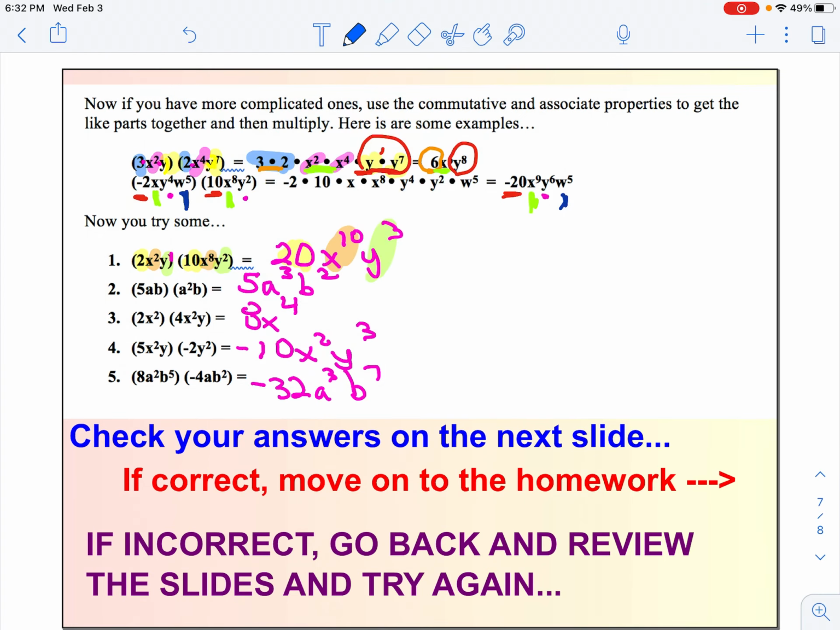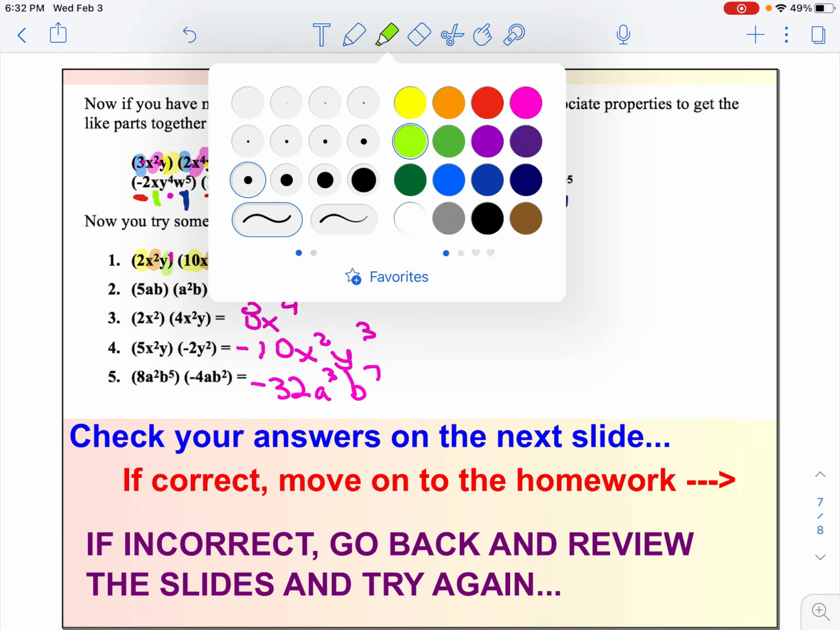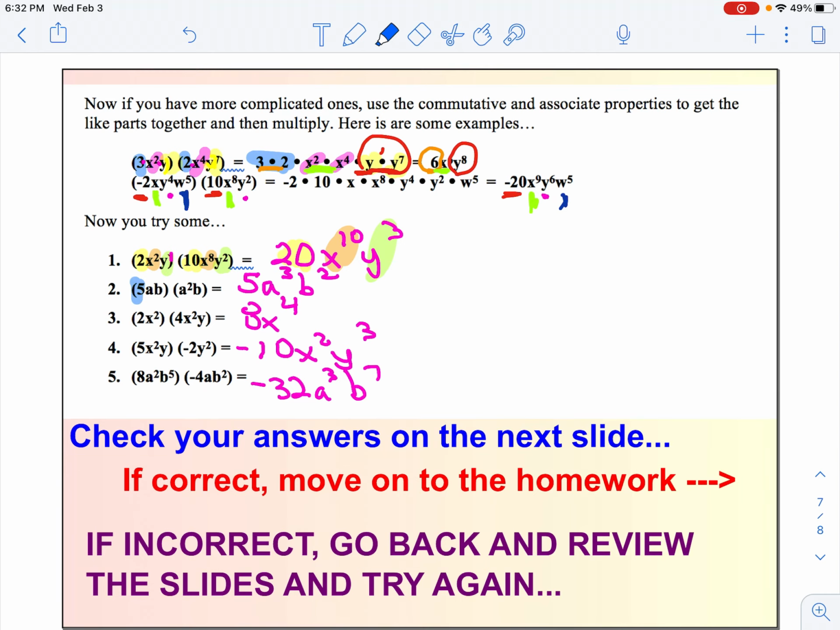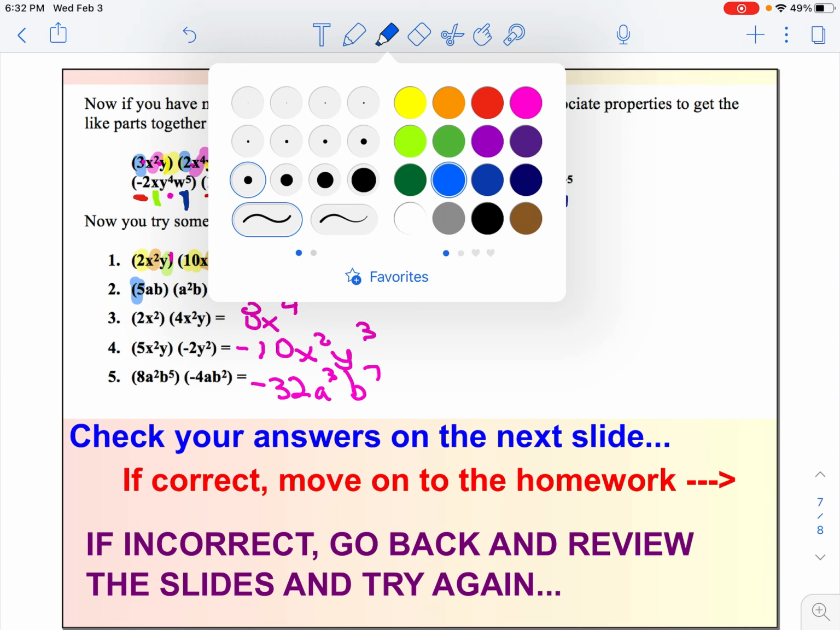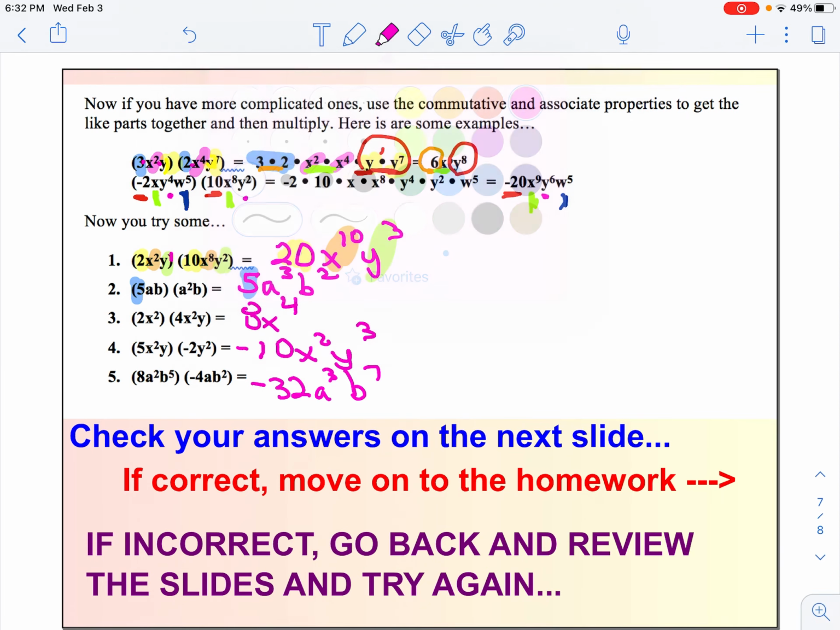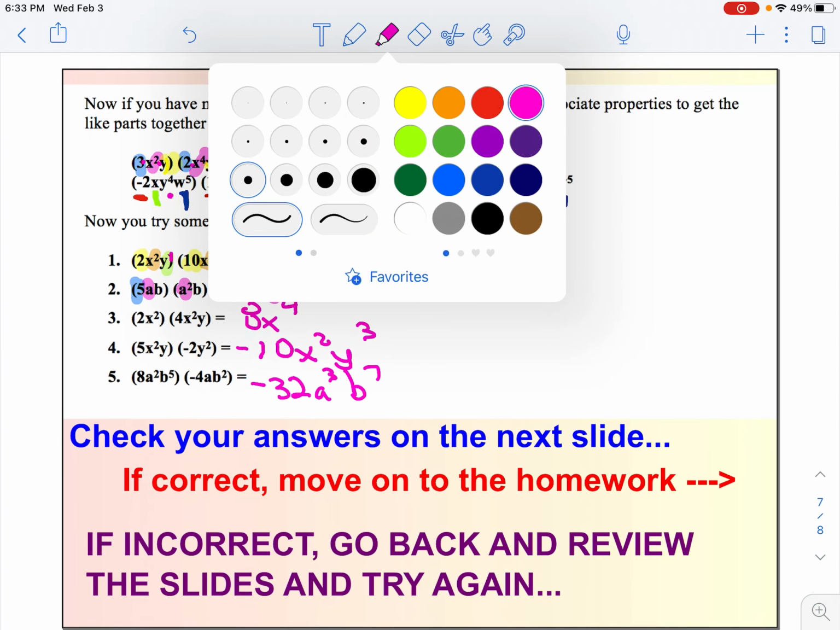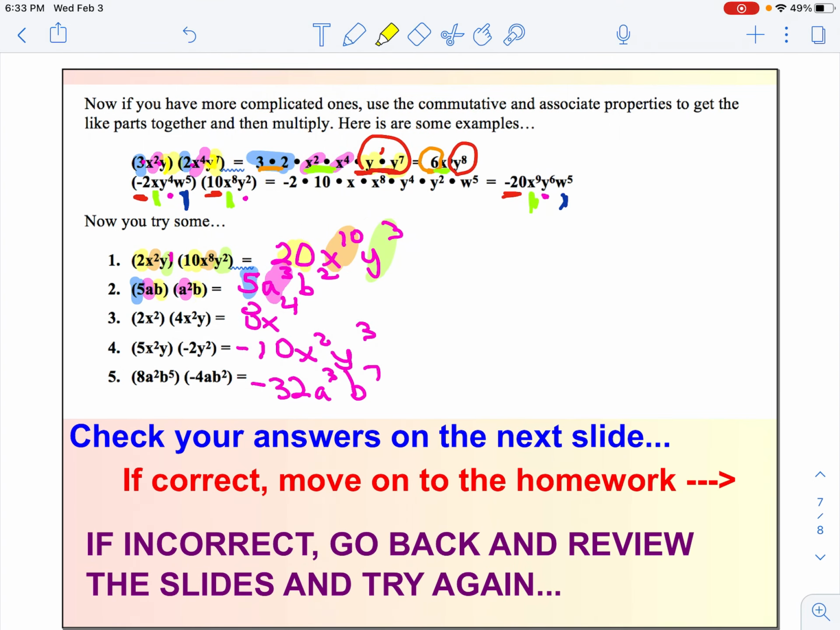Okay, next example right here. We have the 5, whoops, meant to use a highlighter. We have the 5 multiplied with no other numbers, so it's just 5. Then we have a multiplied with a squared. That gives us a total of a to the third. And then last but not least, we would multiply the b and the b together to get b squared.